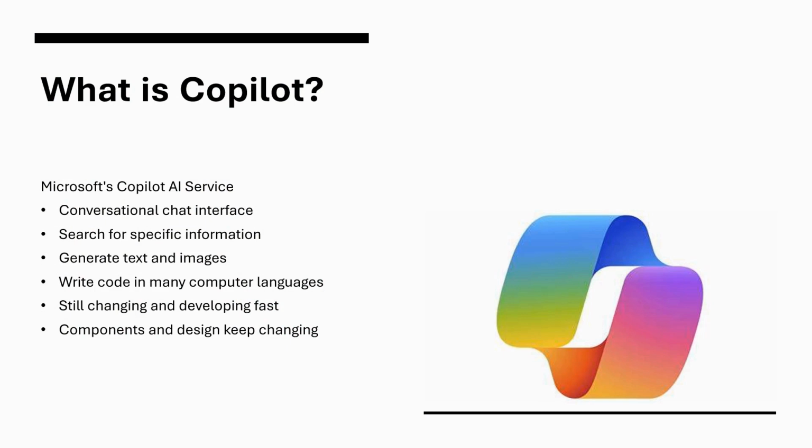Microsoft's Copilot is a conversational chat interface that lets you search for specific information and generate text and images, and even write code. It's important to note that Copilot is still changing and developing fast, with its components and design continuously evolving.